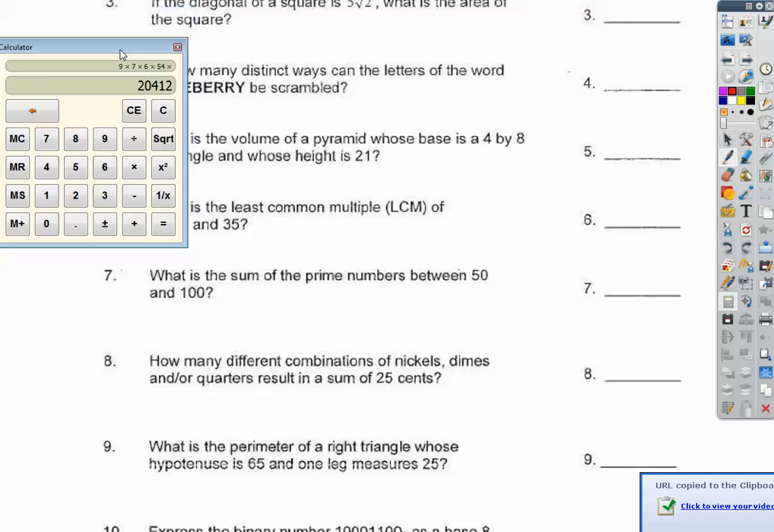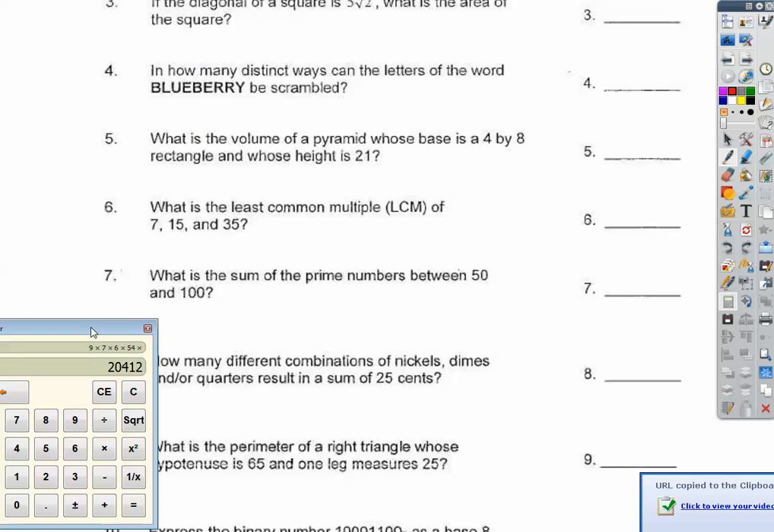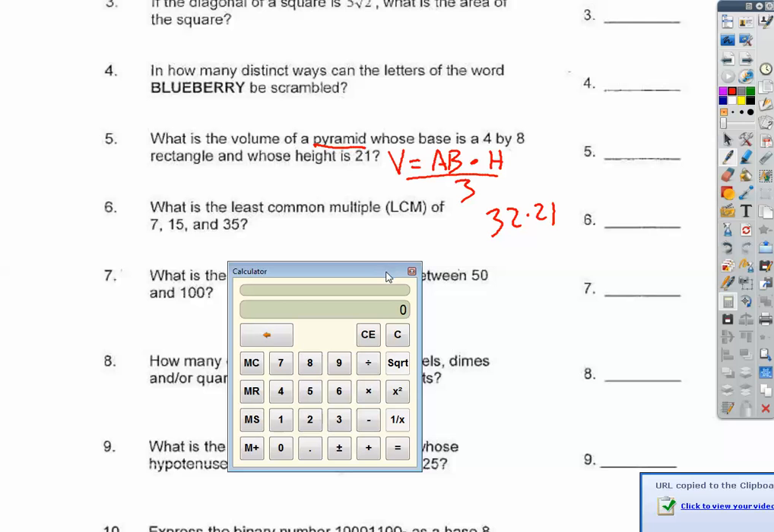All right. What is the volume of a pyramid whose base is 4 by 8 and whose height is 21? All right. So volume is equal to the area of the base times the height for all prisms and cylinders. For pyramids, it's divided by 3. So area of the base times the height divided by 3 is the volume of a pyramid. So 8 times 4 is 32 times a height of 21. So we have 32 times 21 divided by 3.